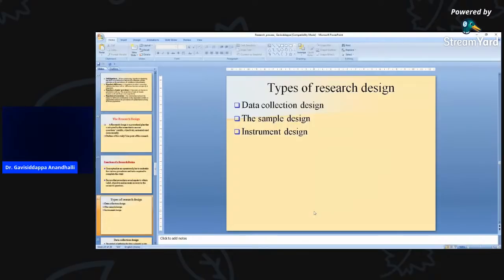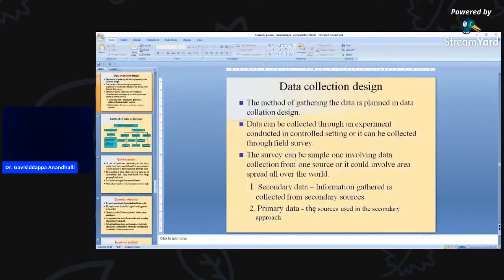Sampling design is what? For going with the field work, we have so much population, the size of the population is too vast. We cannot consult each and everyone. Only we will select some elements of the population. How we are going to select those elements, we have to work out in the sampling design. Instruments used for collection, all this we have to think about.